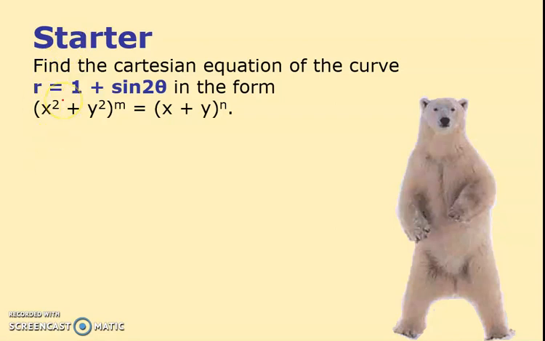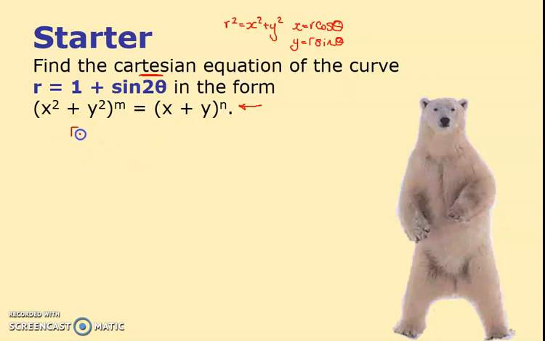We've got r equals 1 plus sine 2 theta, and it wants us to write it in the Cartesian form. You should remember, for instance, that r squared is x squared plus y squared, that x equals r cos theta, and y equals r sine theta, and that effectively allows us to write sine and cos as x's and r's. So what have we got here? We've got x squared plus y squared to the m. Oh, this is what it wants me to get to.